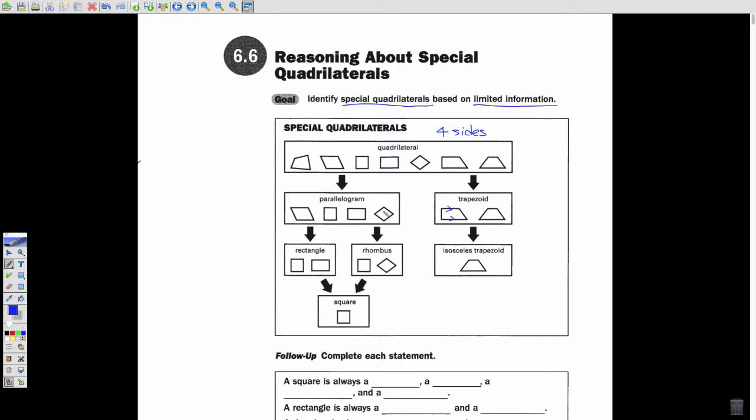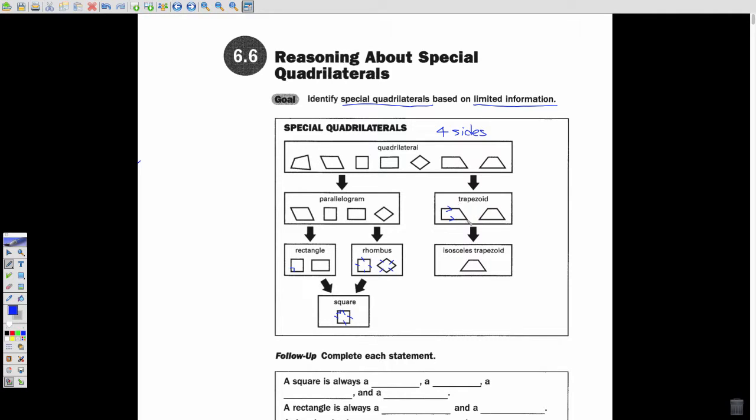Then we can further classify. If I have a parallelogram where all interior angles are 90 degrees, I would have a rectangle or a square. Or I can have a parallelogram where all four sides are congruent. Then I have a square or a rhombus, right? And finally, if I have a parallelogram with four congruent sides and four interior angles of 90 degrees, I would have a square.